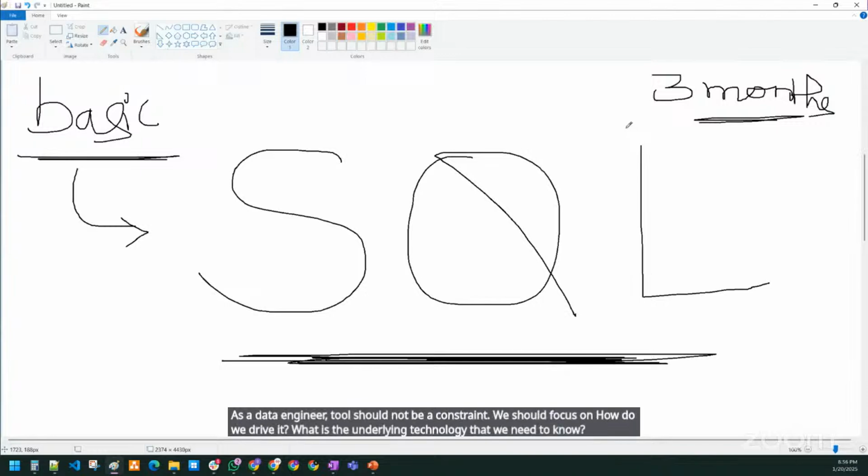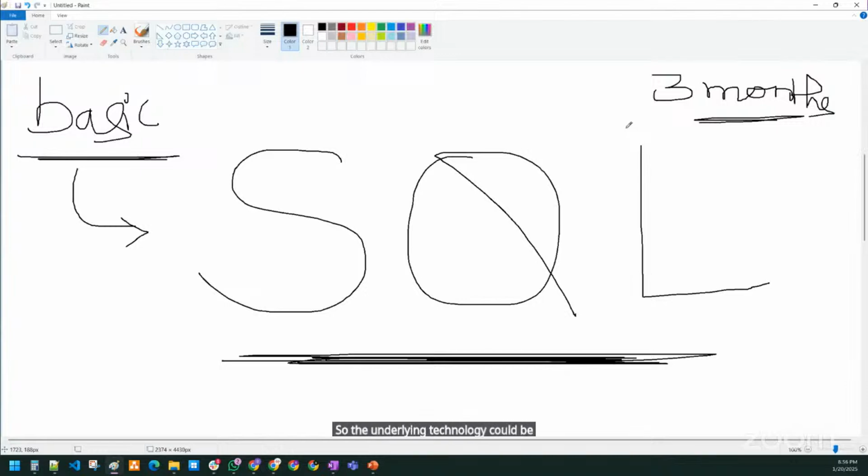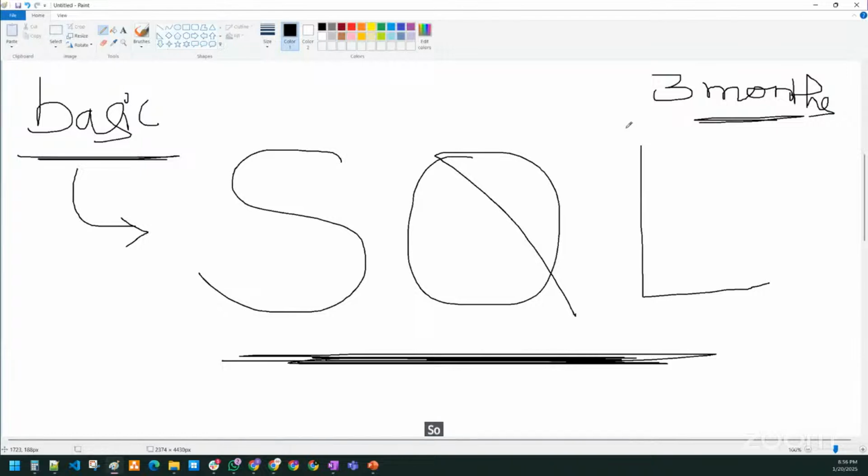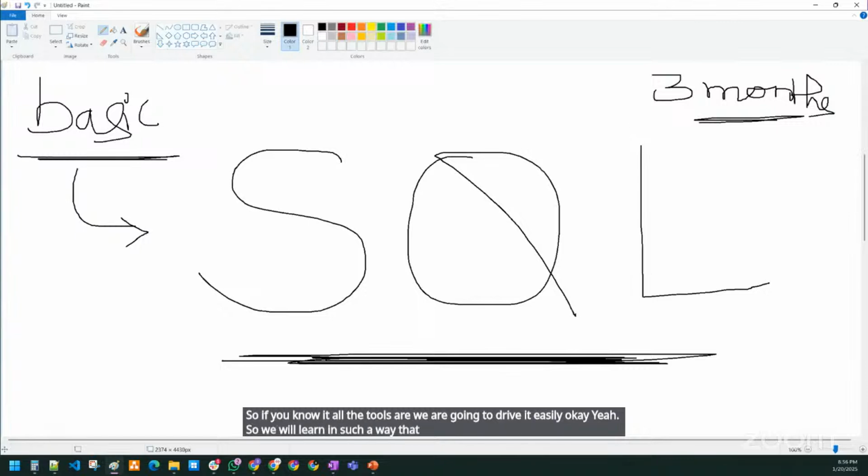The underlying technology could be SQL, Python, PySpark, Apache Beam, and basic Linux. If you know these, we are going to drive all the tools easily. I'll tell you more in our upcoming sessions. Any other questions, guys?